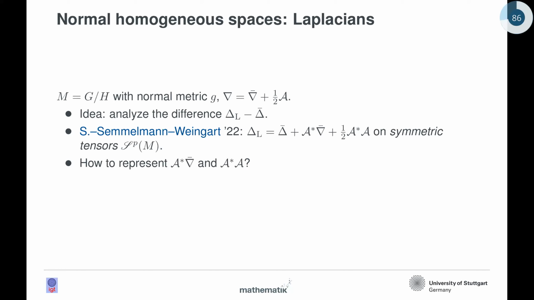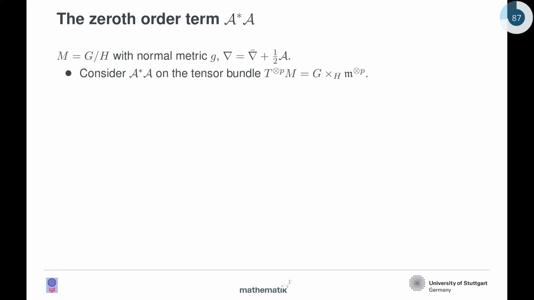So the question is now, what do we do with these difference terms? We have this first order term A star bar nabla and this zero order term A star A. How do we represent them? What do we do with them? Yeah, and this is where more representation theory comes in.